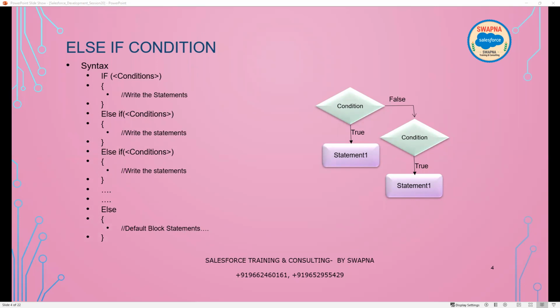Default block statement. Now this is how it is going to execute. Check the condition. If it is true, execute the statement. If it is false, check the next condition. If this condition is true, then execute the statement, or else if this condition is also false, then go for the next condition. Like that, we have the flexibility to check multiple conditions.